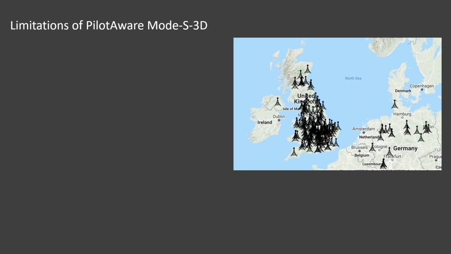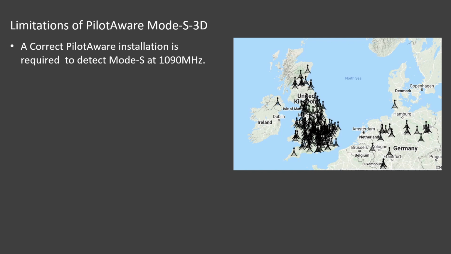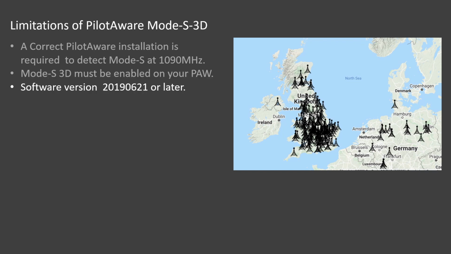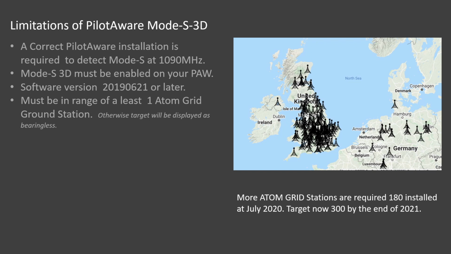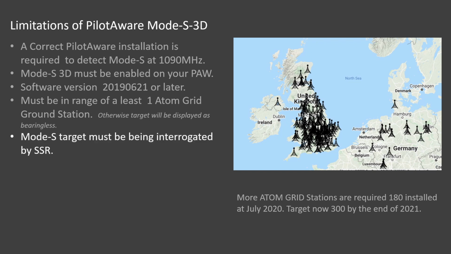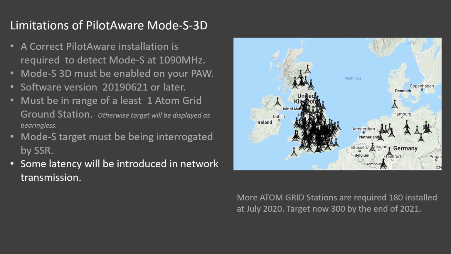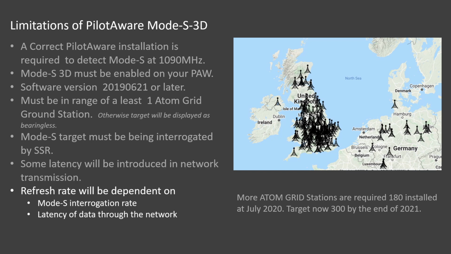MODES 3D is very innovative, but needs the following understanding. Firstly, you need PilotAware in your aircraft, with the latest software. You must be in range of at least 1 ground station. There are nearly 200 stations installed. The target must be being interrogated by secondary surveillance radar, and some latency or delay will be inserted in the systems as described in the next slide. And the refresh rate must also be considered when using PilotAware MODES 3D.